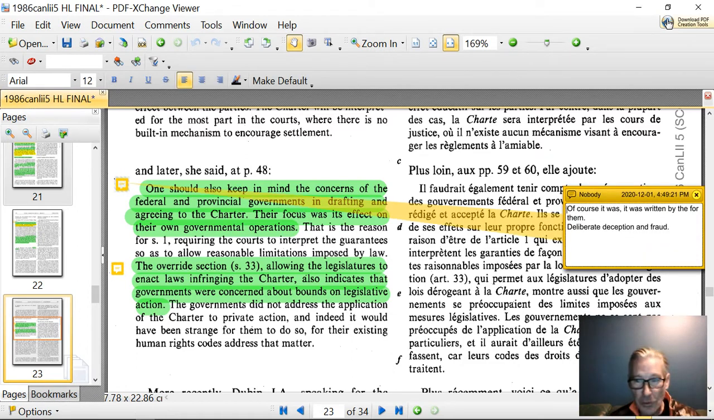And of course it was. It was written by the government for the government. It was written by the de facto government to perpetuate the illusion of freedom in a system of control, to perpetuate the illusion that Canada has a constitution.